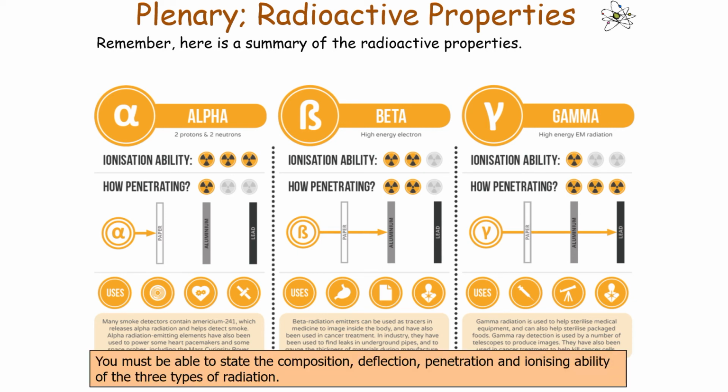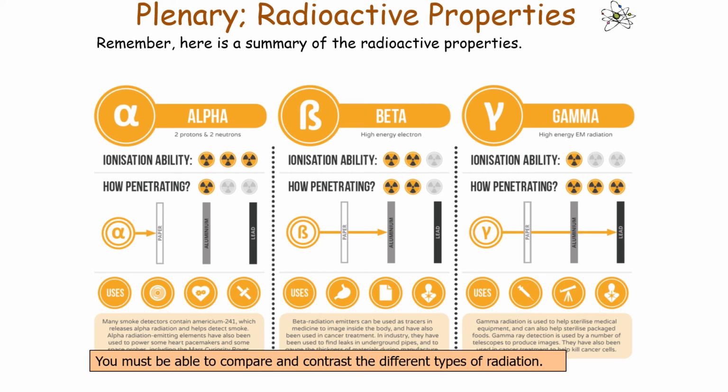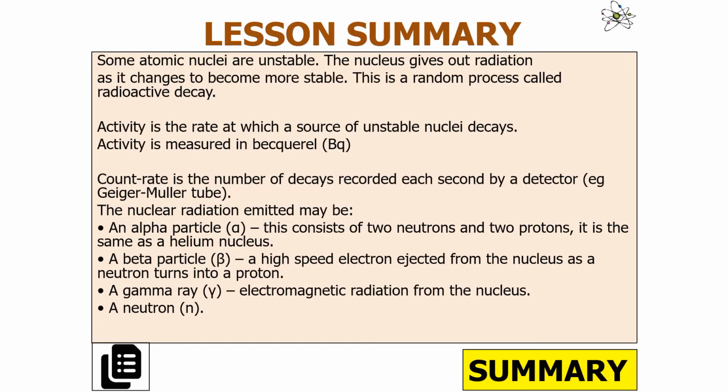So we can summarize our radioactive properties of alpha, beta and gamma, and you must be able to state the composition of each one, the deflection in a magnetic and electrical field of each one, the penetrating power of each one, and the ionizing ability of each type of radiation. And really, you're also expected to be able to state the uses of each type of radiation and what can be used to block each type of radiation, and you must be able to compare and contrast the different types of radiation. So what have we learned in today's lesson?